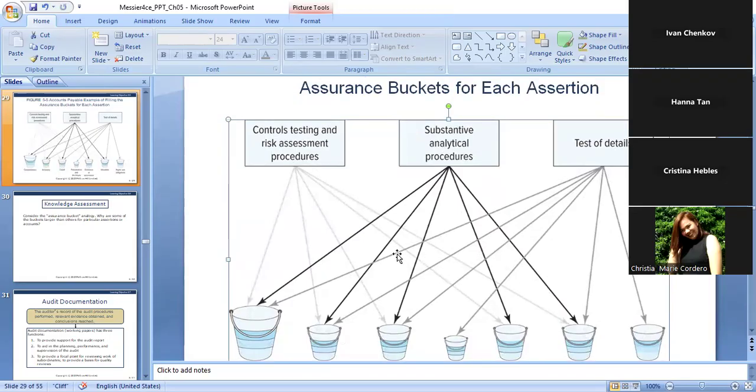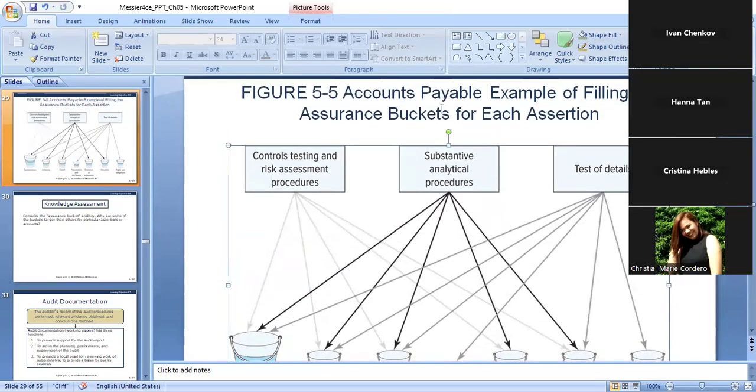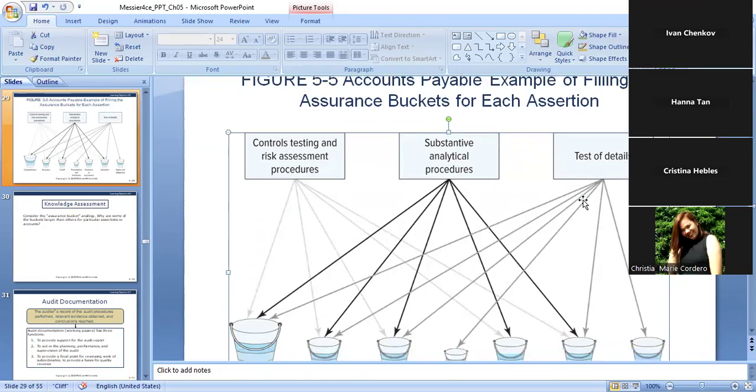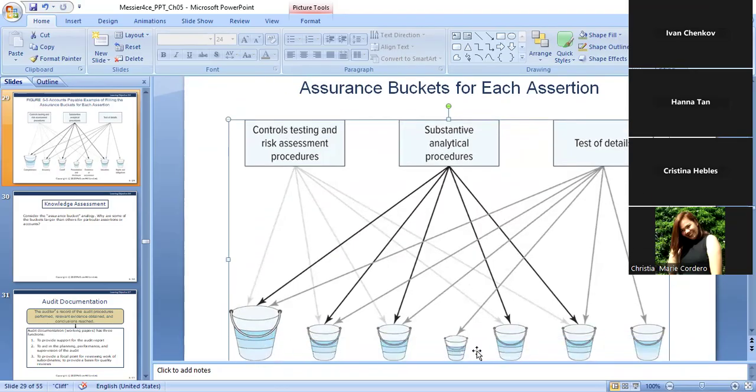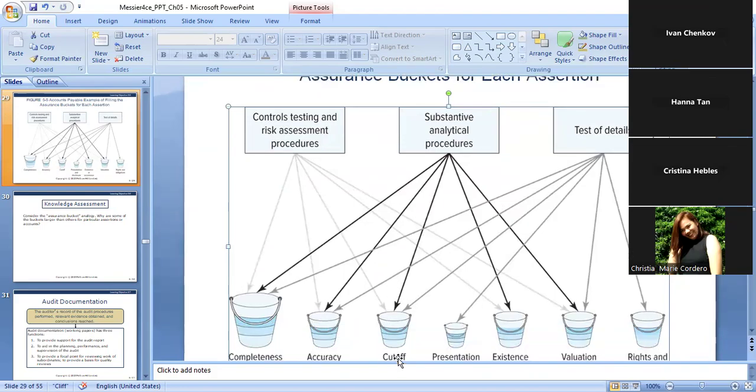So basically, if this is accounts payable, how are we going to test each level of assertion? Through the control testing, through the substantive analytical procedure, to the test of the details, when we're choosing which one of the assertion, how to test it. As you can see, for example, cutoff, we can test it through the control testing, through the substantive analytical procedures, and from the test of the details.